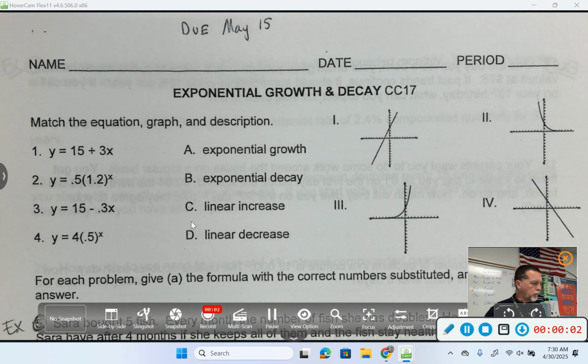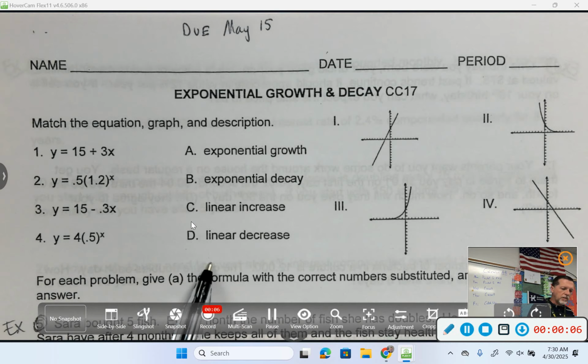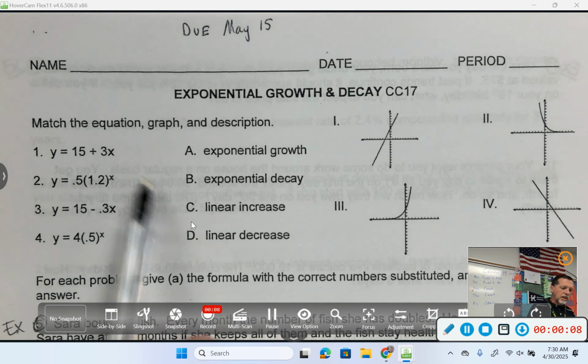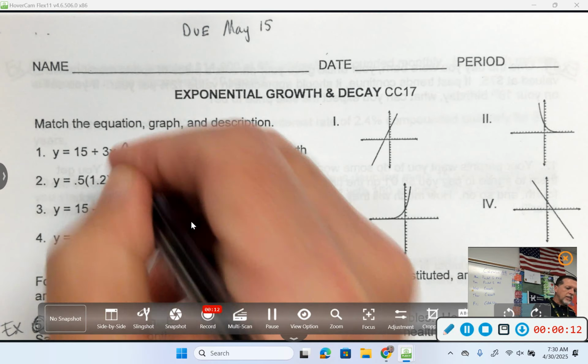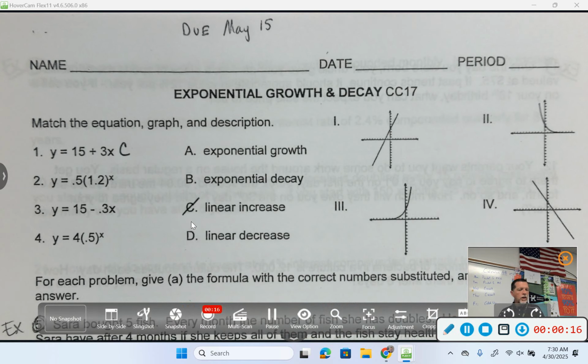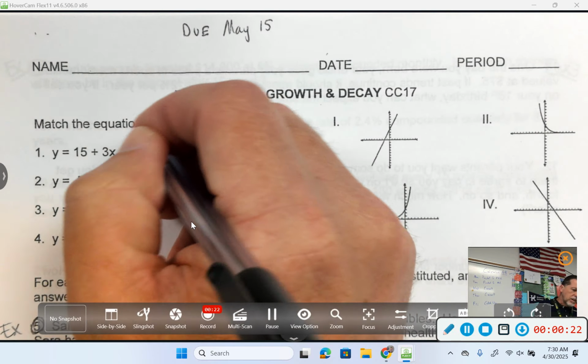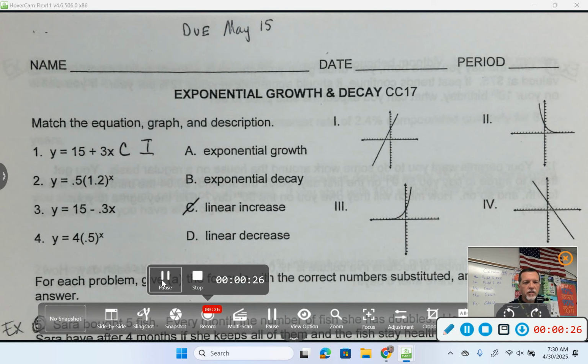Okay, so the first one, what's going on there? Which, A, B, C, or D? What is that? C. It looks like a line. It has a positive slope, so that's a linear increase. And then you match it to which one of those pictures is a linear increase? The first one. Okay, so I'll press pause and you finish if you aren't already.